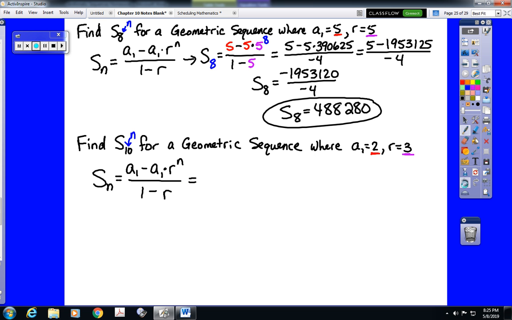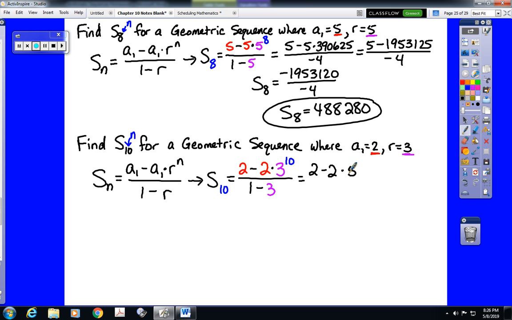So let's see here. We're looking at S sub 10 because n equals 10, equals a sub 1, which is 2, minus 2 times r, which is 3, to the 10th power, because n is 10, over 1 minus r, which is 3. And again, we're just going to simplify that down. So we have 2 minus 2 times 3 to the 10th power.